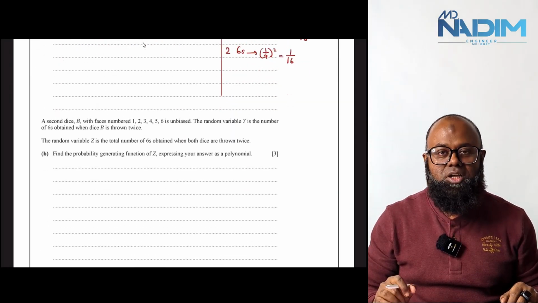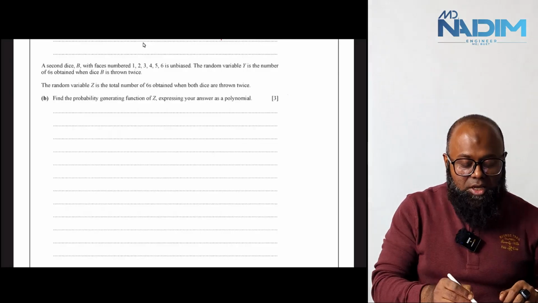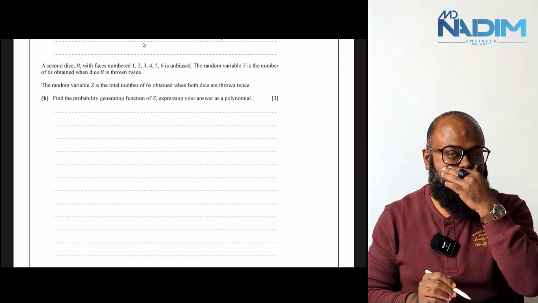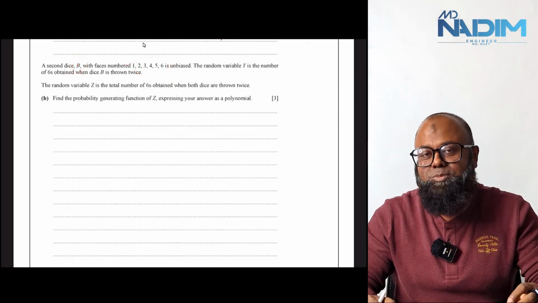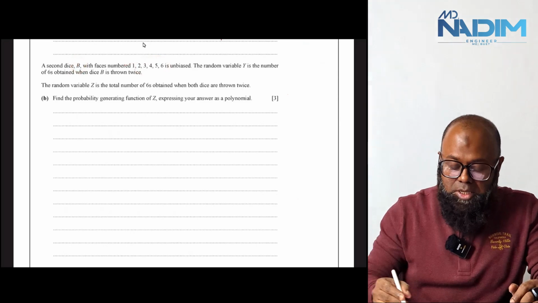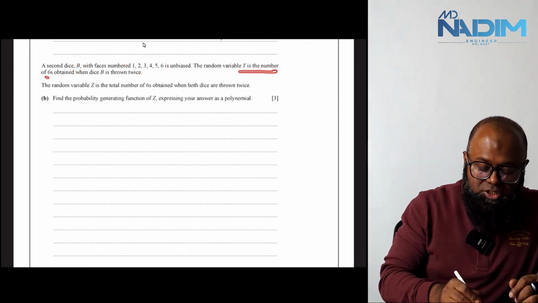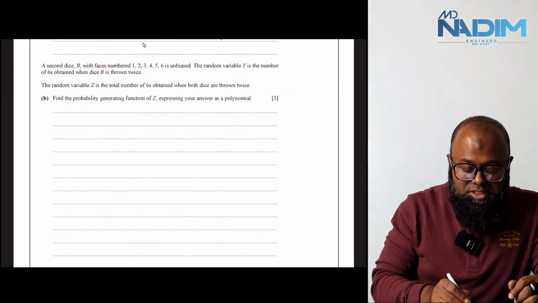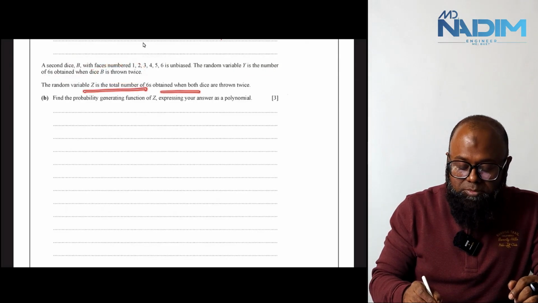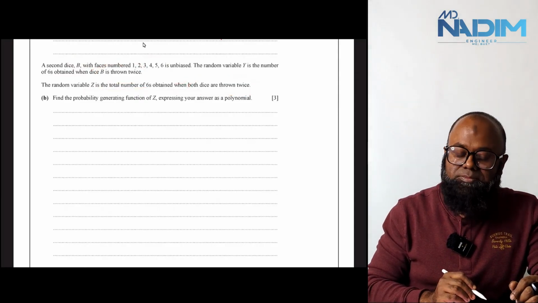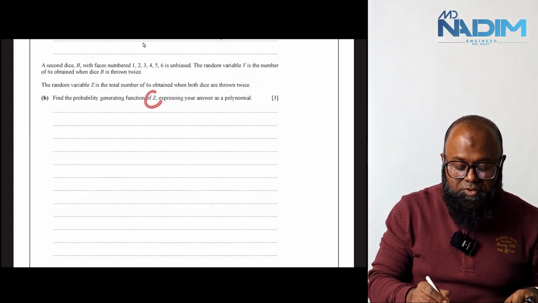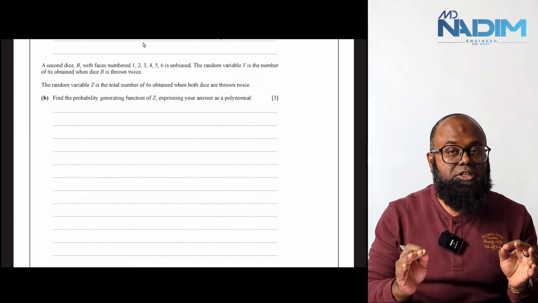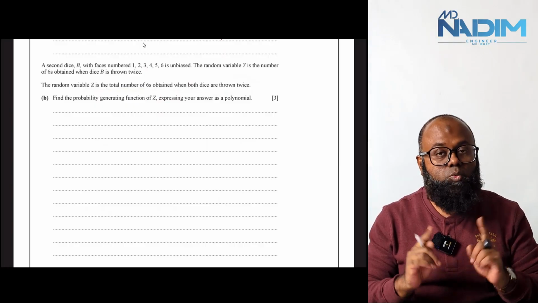Now, let us move to the second part of the sum. A second die B with faces 1, 2, 3, 4, 5, 6 is unbiased. That means the probability of getting 6 must be 1 by 6. Y is the number of 6s obtained when the dice is thrown twice. Z is the total number of 6s obtained when both dice are thrown twice. You are asked to find the probability generating function of z. First of all, you need to find the probability generating function for y.